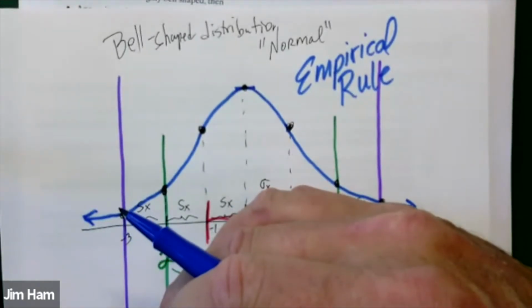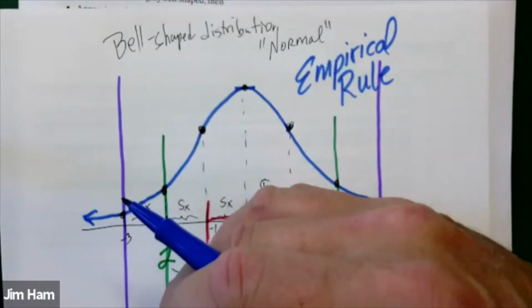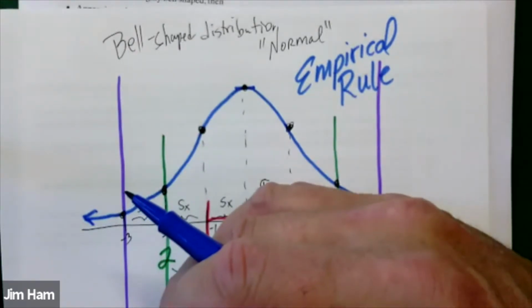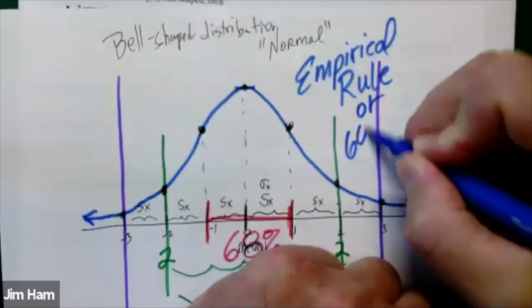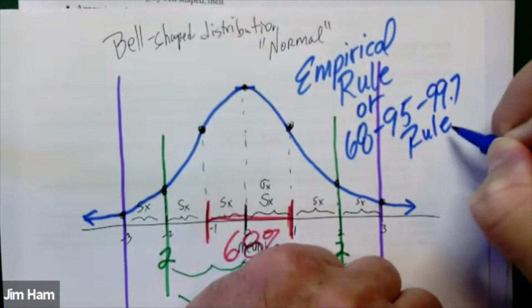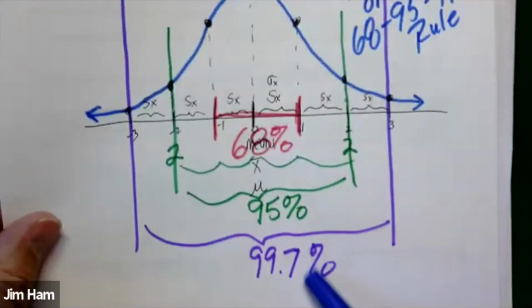Empirical is a word that we use that corresponds to data. If someone says that's an empirical question, then that means that the question can be answered by going out and collecting data. If someone's going to test something empirically, they're going to go out and collect some data to confirm whatever conclusion or hypothesis they're making. Sometimes it's known as the 68, 95, 99.7 rule because of these percentages here.